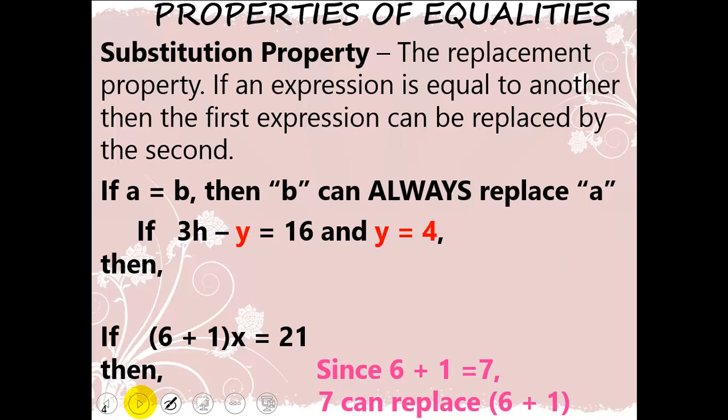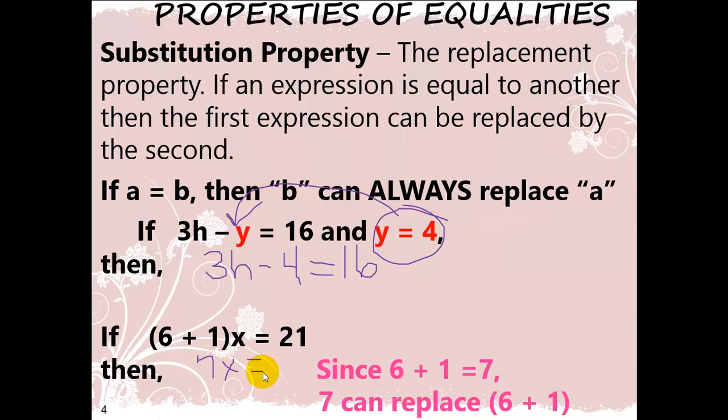So if 3h minus y equals 16, and we know that y equals 4, then we can say 3h minus 4 has to equal 16 because y equals 4, so we replace it in there. All right, if 6 plus 1 times x equals 21, then we know that 7x has to equal 21. Since we can take 6 plus 1, we know that equals 7, and we can replace, substitute 7 in for 6 plus 1.